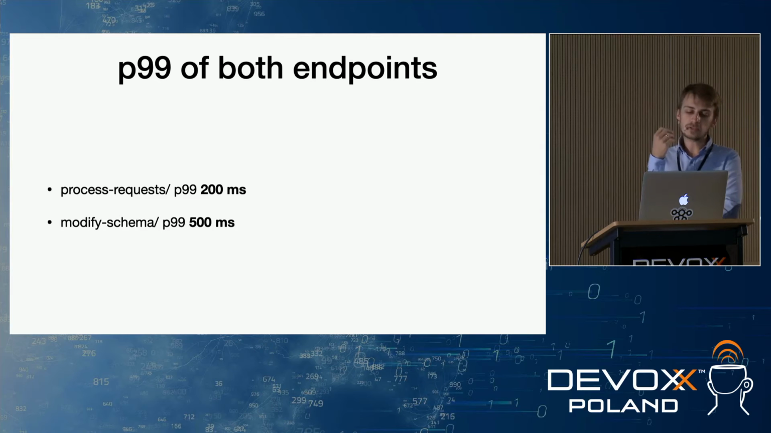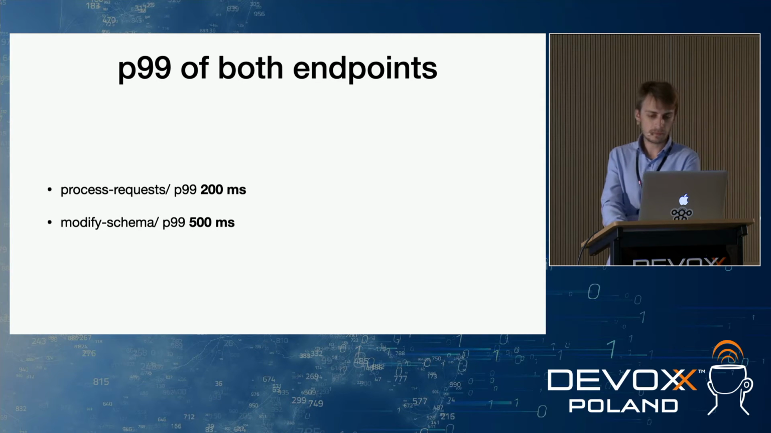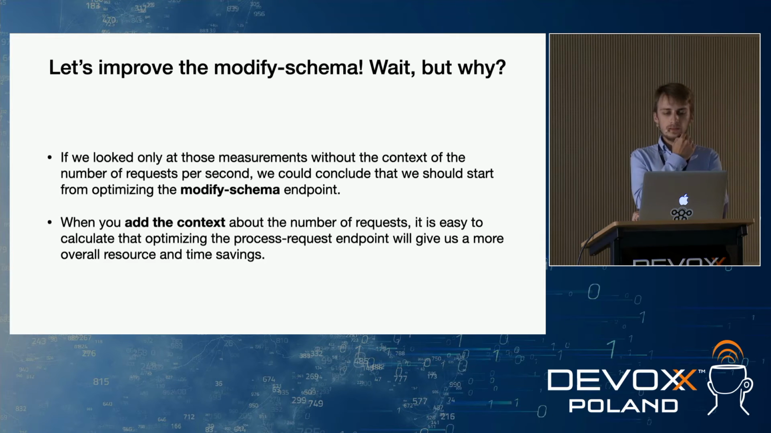So let's assume that we measured the 99th percentile of latency for both endpoints. That is, 99% of requests are faster than the specific number. After some time, we'll get the results concluding that P99, this percentile, latency for process request is equal to 200 milliseconds. For modify schema, P99 latency is equal to 500 milliseconds. So if we looked only at those measurements without the context of the number of requests per second, we can conclude that we should start by optimizing the modify schema endpoint.